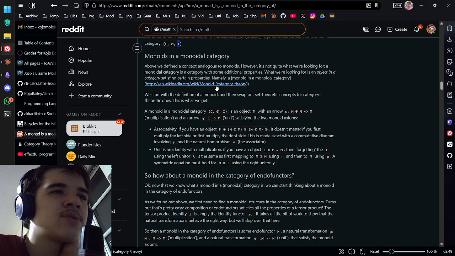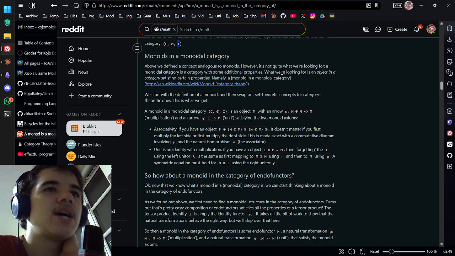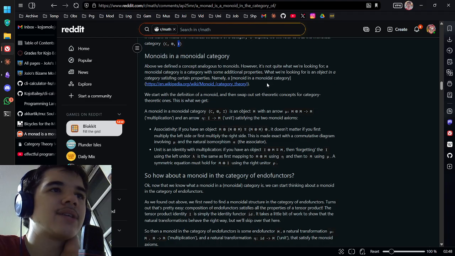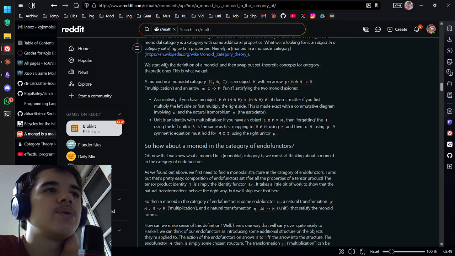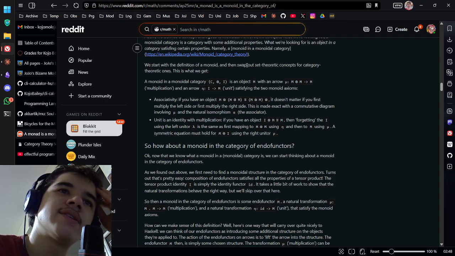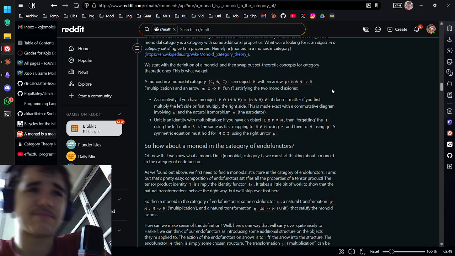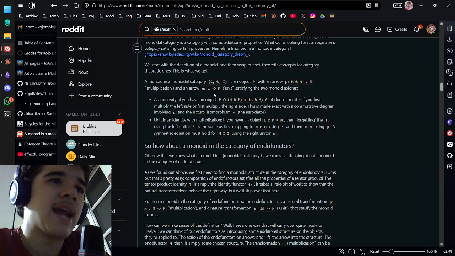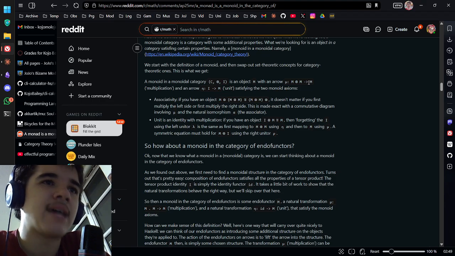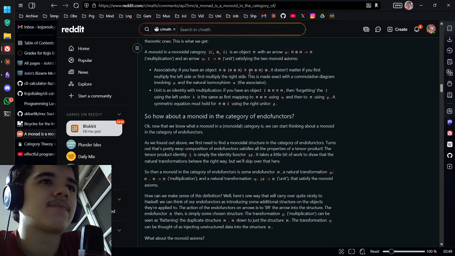A monoidal category is a category with some additional properties. What we're looking for is an object in a category satisfying certain properties, namely a monoid in a monoidal category. We start with the definition of a monoid and swap out set theoretic concepts for category theoretic ones. So a monoid in a monoidal category is an object M with an arrow such that M cross M is mapped to M, multiplication, and an arrow eta, the unit, satisfying monoid axioms. So there's associativity, okay, and unit.